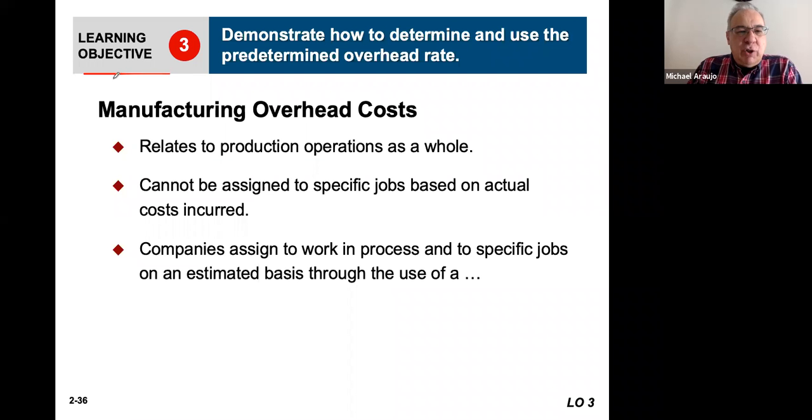Now we're moving on to learning objective 3, and this is a very important part of the chapter. This is just a little bit of work here because overhead is one of those types of things where the question comes up: how do you allocate it? How do you allocate overhead? And so, what manufacturing has come up with is they use something called a predetermined overhead rate. And this particular part of the chapter explains that and how to calculate it.